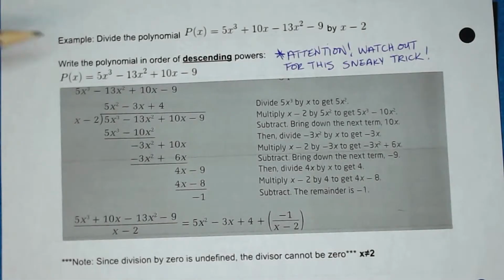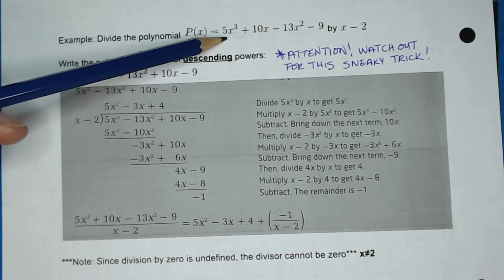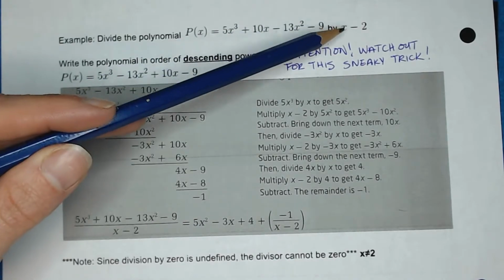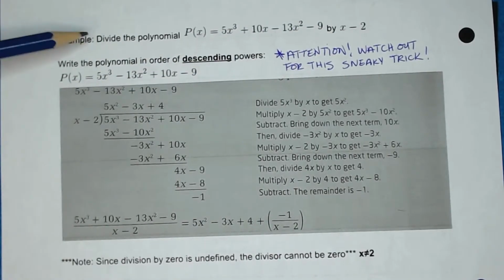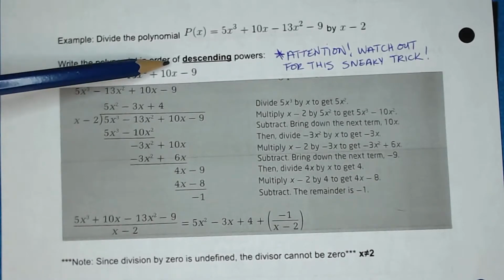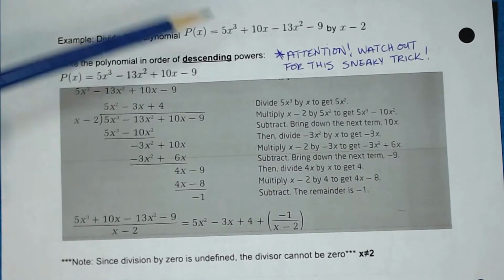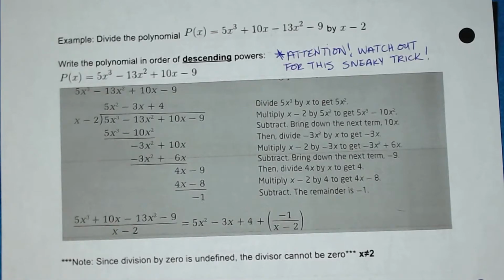There's an example here. Divide the polynomial p of x is equal to 5x cubed plus 10x minus 13x squared minus 9 by x minus 2. I put a note here: write the polynomial in order of descending powers. Whatever the exponents are, they need to be in order from biggest to smallest. This is a sneaky trick that you would see on assessments to try and catch you and make you make a mistake, so just be conscious of that. Take the second and write it out from biggest to smallest. It will save you a lot of heartache in the end.